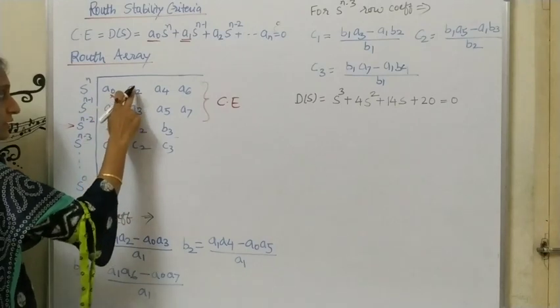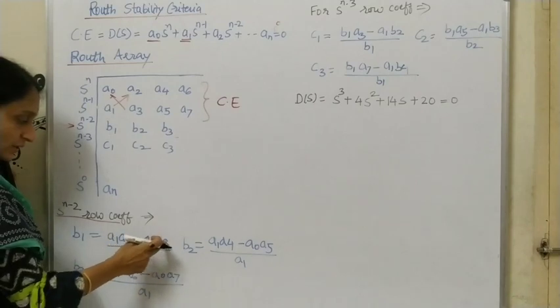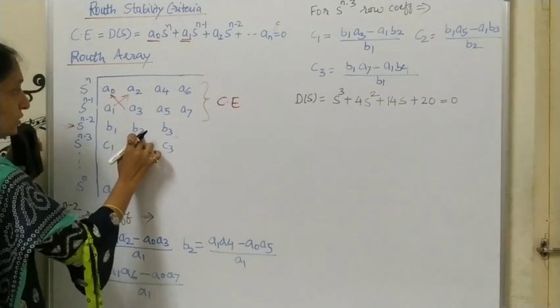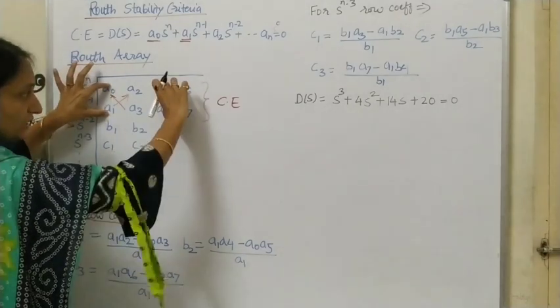B1 is equal to A1 A2 minus A0 A3 upon A1. So what about B2? For B2 again you will consider this row and this row.